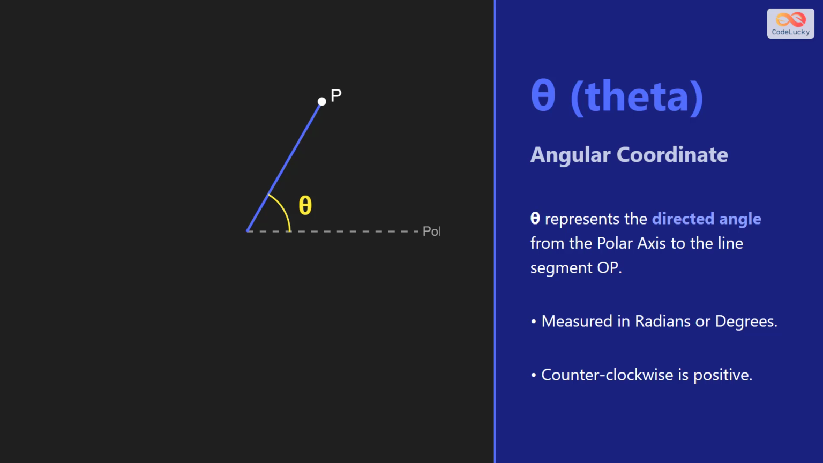The second coordinate is theta. This represents the angle of direction. We measure theta from the polar axis. By convention, a positive angle indicates a counterclockwise rotation. This tells us exactly which ray the point lies on.